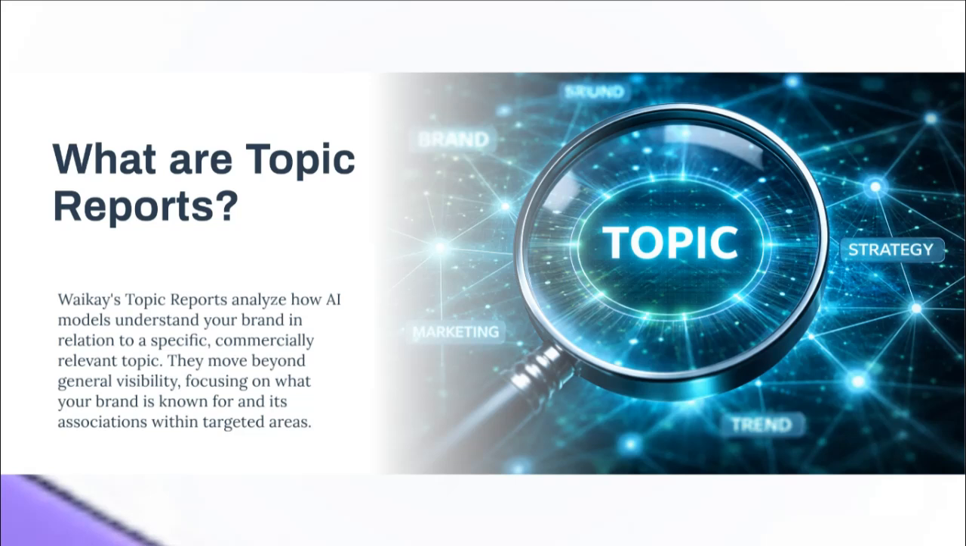A topic report in Waikay is designed to help you analyze how AI models understand your brand in relation to a specific topic. So instead of looking at your brand in a broad, general way, you focus on one area that matters to your market. For example, if I'm analyzing HubSpot, I might want to know how visible and relevant HubSpot is for a topic like CRM software, email marketing, marketing automation, lead generation, sales pipeline management. A topic report lets me zoom in on one of those.